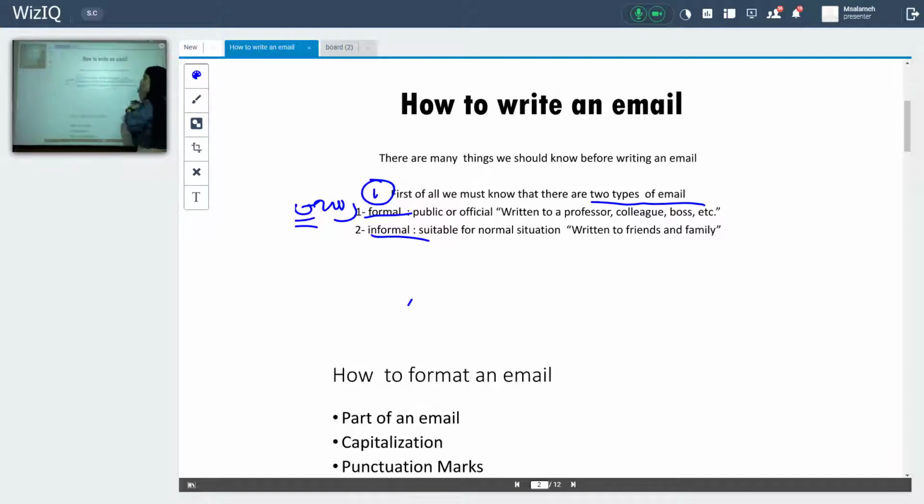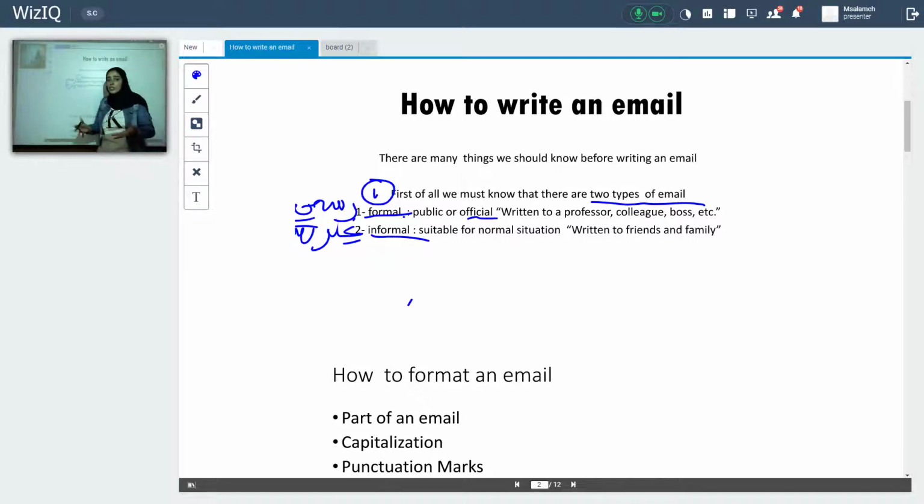Written to what? To a professor, to colleagues, to a boss. Okay, not for a friend. It's something official, رسمي also. It's something where you show respect to the one you send it to. Okay? Informal, that means غير رسمي. We have the prefix in. Prefix changes the meaning. So formal, informal. رسمي, غير رسمي.